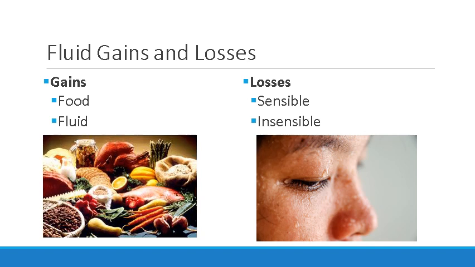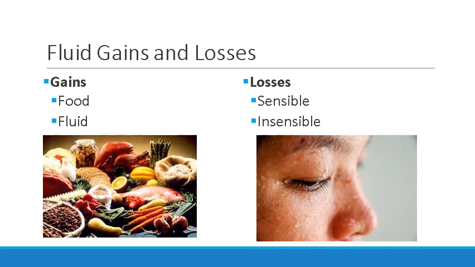Sensible fluid loss means that we're aware of this fluid loss. A good example, we could measure how much fluid comes out of us. Urination is a great example of sensible fluid loss. We're aware of how much water we lose because we can measure the amount of urine that's excreted. Insensible water loss we're not aware of and we can't measure it.